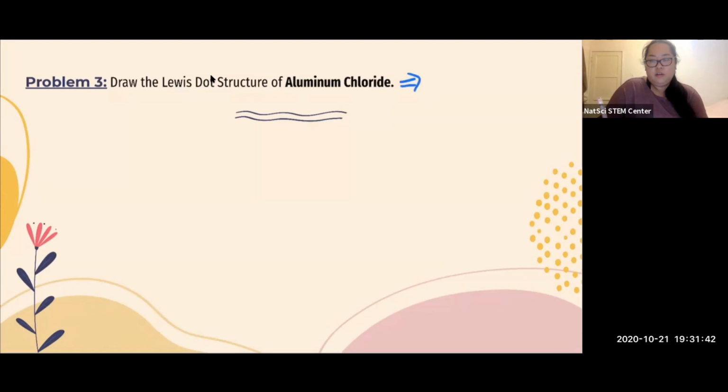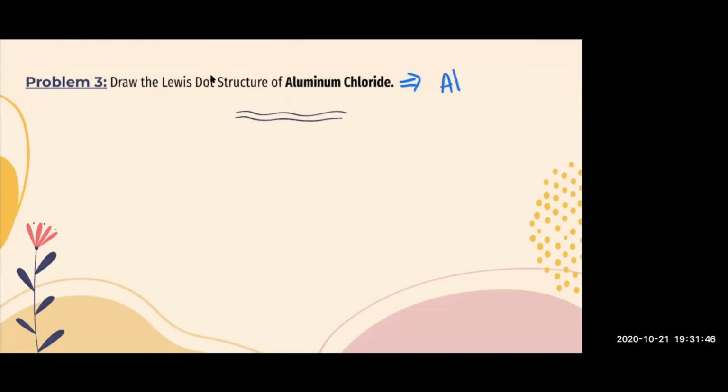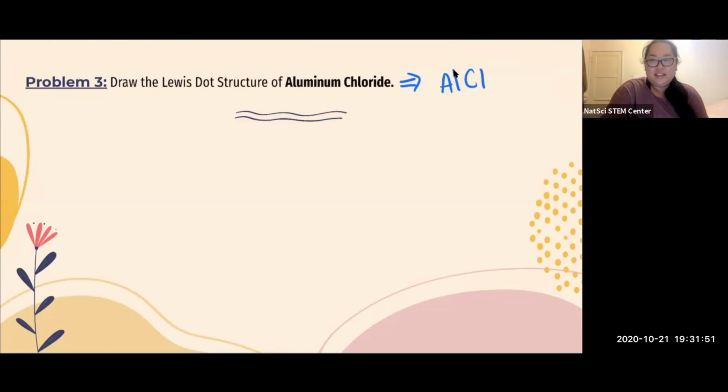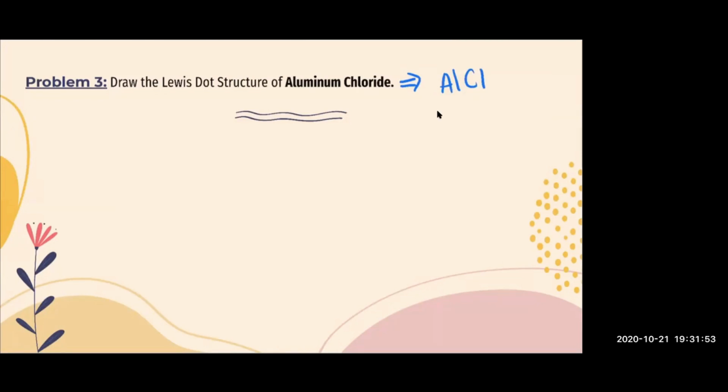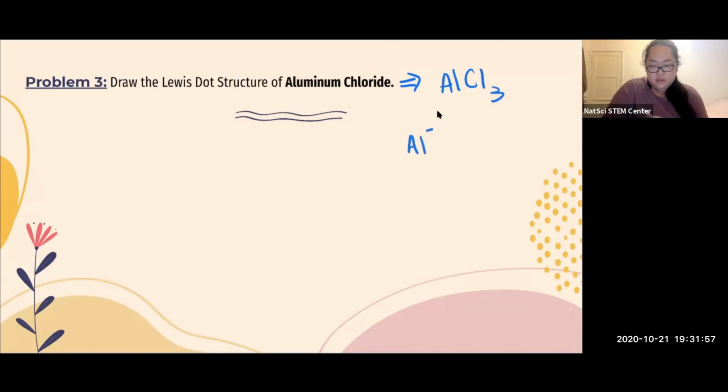The compound is Al, Cl. How many chlorines do you have to balance? 3. So it's Al 3+ and Cl 1-. When you cross them, you get AlCl3. Okay, we're good on that.